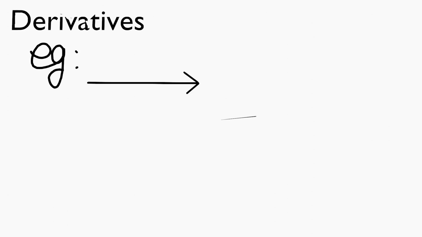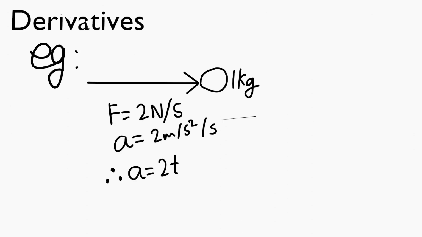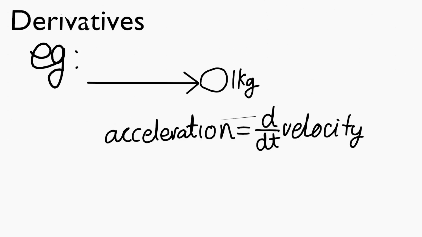Some applications of derivatives are, for example, there is a force that accelerates an object, and the force increases at a rate of 2 newtons per second, so acceleration would increase at 2 meters per second squared per second. Now acceleration is just rate of change of velocity with respect to time, so the derivative of velocity is acceleration.